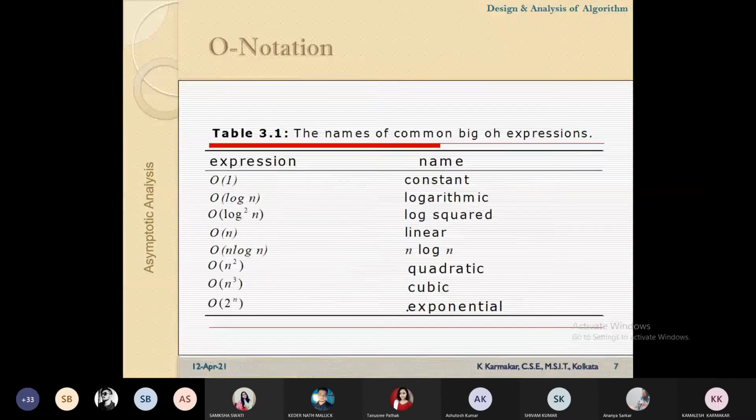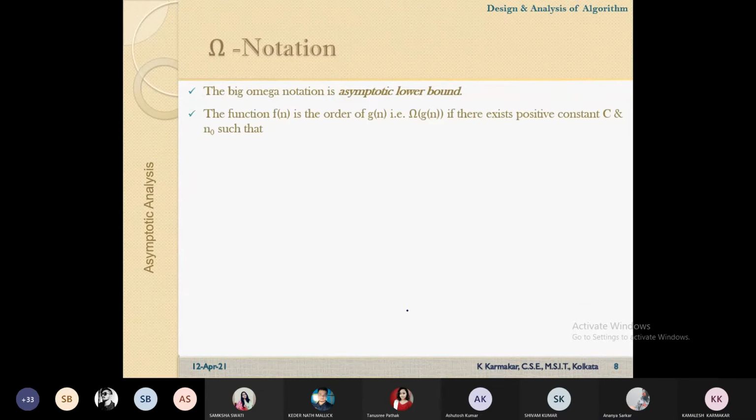Now we are going to discuss, is there any doubt or any clarification needed? No, sir.